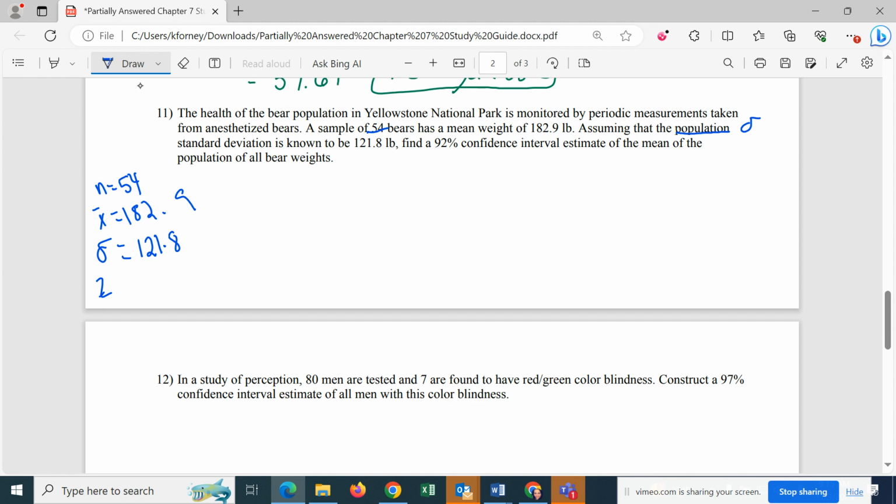So we need to first find our margin of error. E stands for margin of error. And to do that, we have to find our Z. We know it's Z because it's population standard deviation. And we see this is a 92% confidence interval, meaning we have 0.08, which would be 0.04 on either side. So we need to find our critical value.